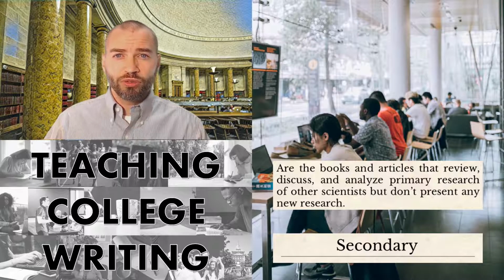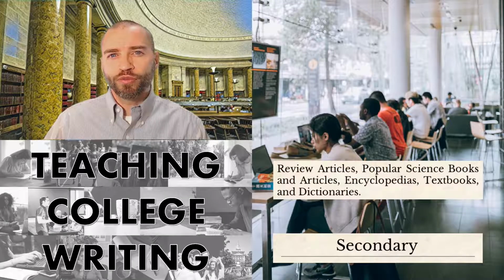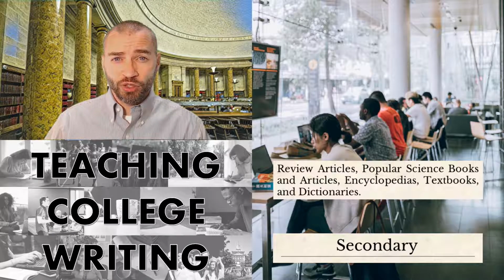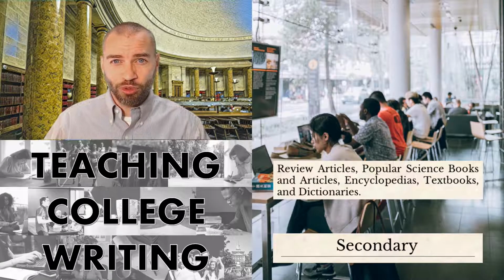Examples here would include review articles, which give the reader an overview of a particular subfield, covering all the major developments along with the latest breakthroughs. Other secondary sources would include books or articles that translate scientific findings for non-scientists and scientists in other fields. Popular science books or articles in Scientific American or Science magazines are good examples.